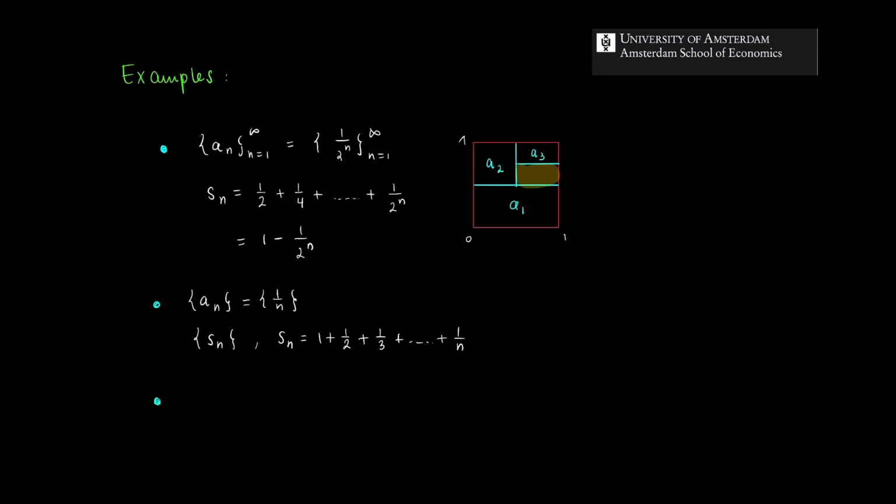Another example would be something that we would call an alternating sequence, and that's minus 1 to the power n divided by n, which has elements -1 plus a half, -1/3 plus 1/4, etc. So here we get S_n equals -1 plus a half, -1/3, etc. until the nth element.